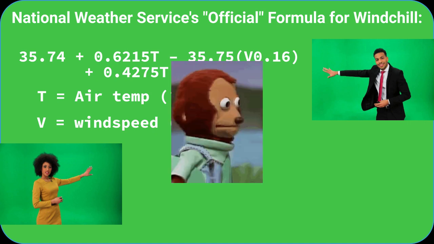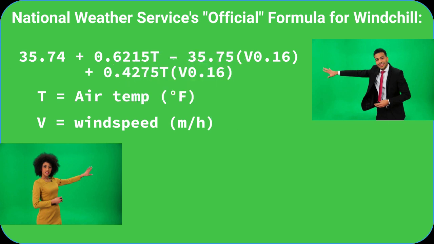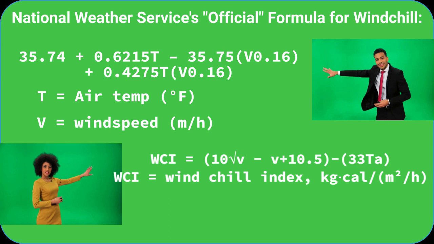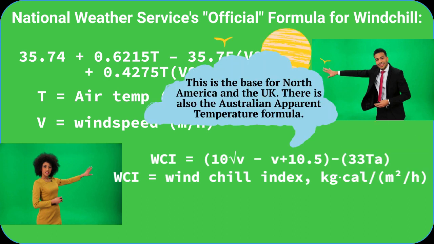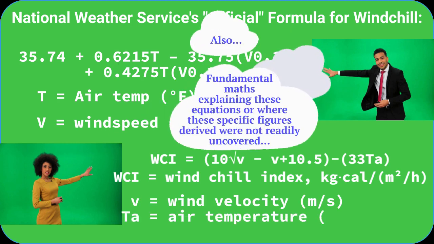Got it? This is the result of numerous updates and modifications adapted from the original formula. WCI = (10√V − V + 10.5)(33 − TA), where WCI equals wind chill index, in kilocalories per m squared per h, where V equals wind velocity in meters per second.